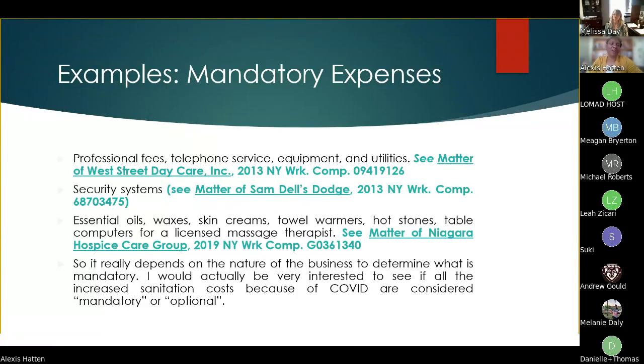So some examples of mandatory expenses: professional fees, telephone services, equipment, utilities, security systems, and for massage therapists, supplies like oils, waxes, creams. So it really depends on the nature of the business to determine what is essential and mandatory. And I thought it would be very interesting to see what sanitation costs, whether they would be considered mandatory or optional because of COVID. Probably because they were mandated, I would think they would be considered mandatory. There would be some hefty cleaning bills.